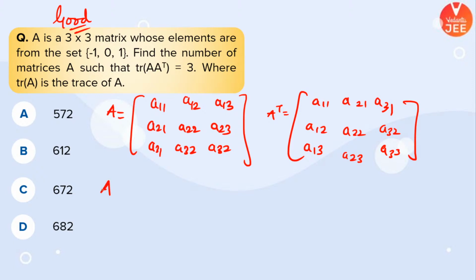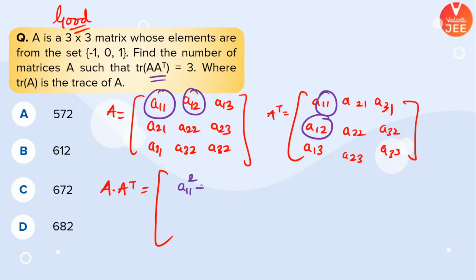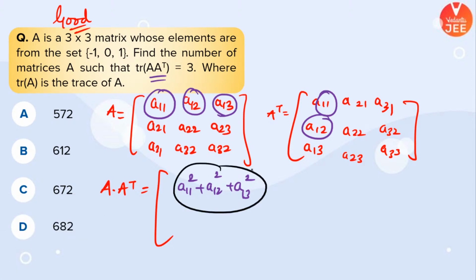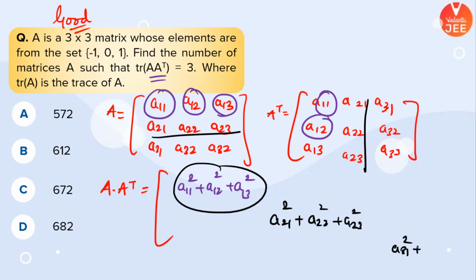Okay, if you multiply A into A transpose, what you have to look at is the trace. Trace means the summation of the diagonal elements. So when you multiply the first row with the first column, A11 square will come, A12 square will come, and A13 square will come. This is one term which forms part of your diagonal elements. The second diagonal element will be when you multiply the second row, so it will be A21 square plus A22 square plus A23 square, and here A31 square plus A32 square plus A33 square.